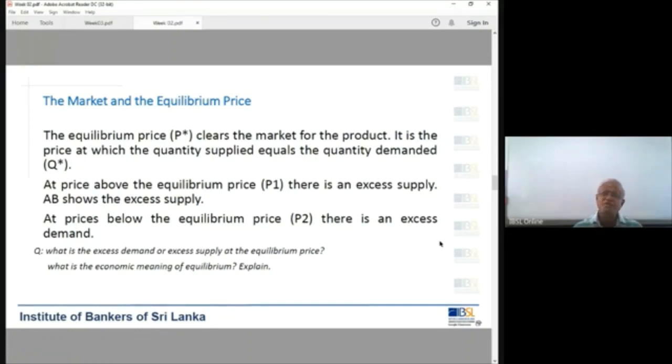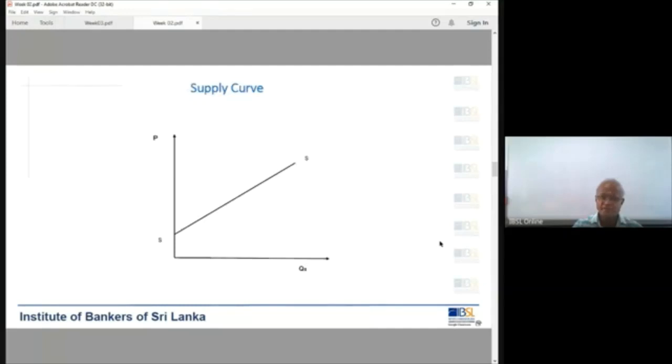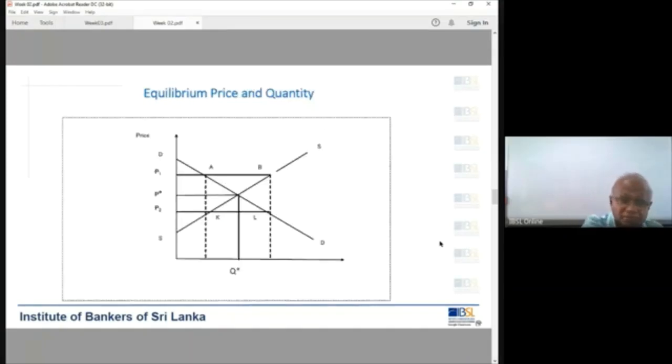Consider a price above the equilibrium price, let's say P1, with equilibrium price P star. You can see that at B the quantity supplied is shown, and quantity demanded is shown by A. Then what is the market situation? If the market price is at P1, there is excess supply.